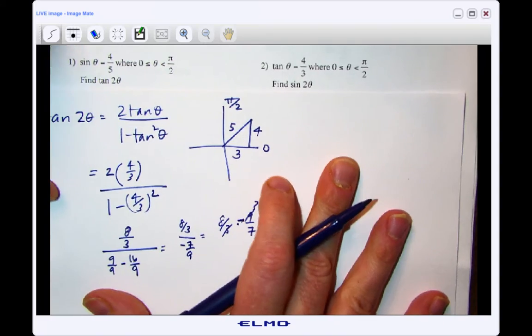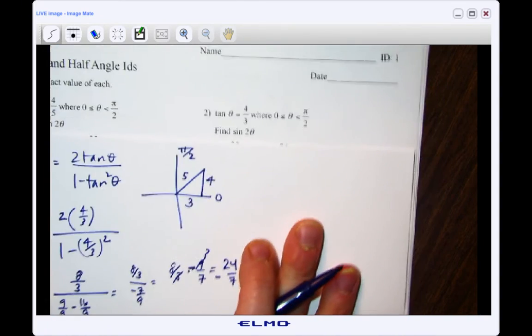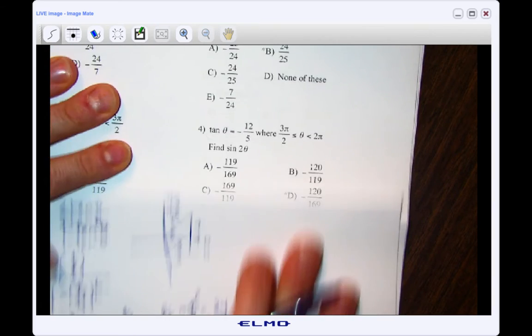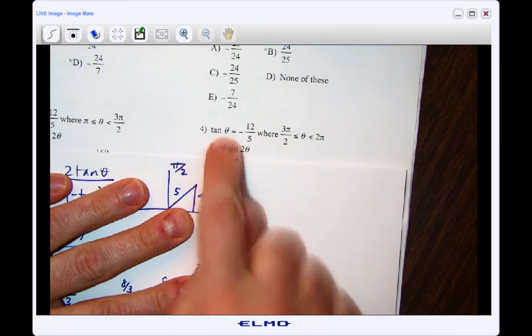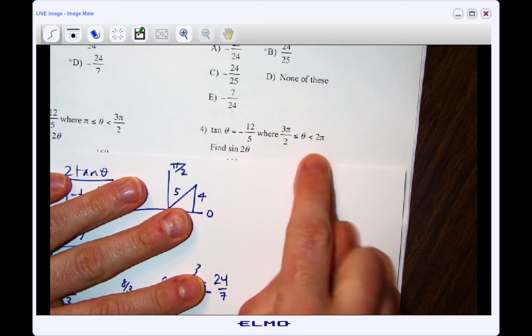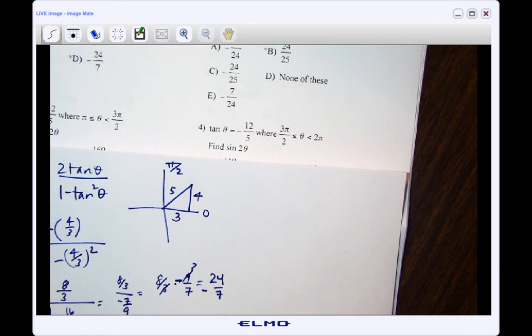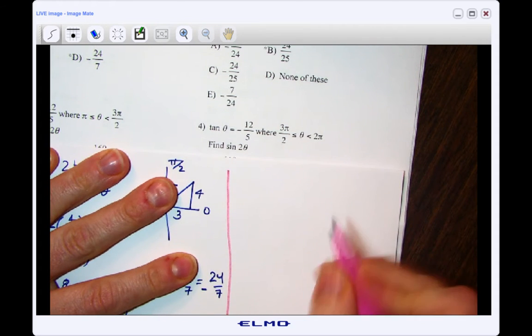So that looks good. Let's do a different one, this one down here. This one is not in quadrant 1 anymore. This one tells us what our tangent is, and it tells us that the angle lives between 3 pi over 2 and 2 pi. So where would I draw that one?